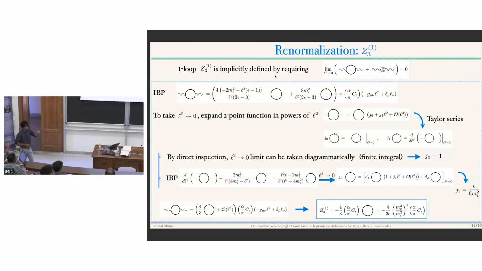So let me briefly explain how we did it diagrammatically. If you look at this particular one, which is the simpler one because it is at the one loop level, you look at this Feynman diagram, you apply the IBP, and you can show that this diagram can be written in terms of these two integrals. You see that there is a 1 over L square present in the coefficient of these two integrals. Now to take the L square goes to 0 limit, because that is what we need, we can do the power series expansion of this particular integral.